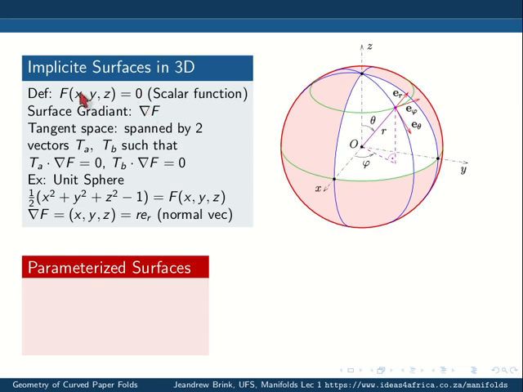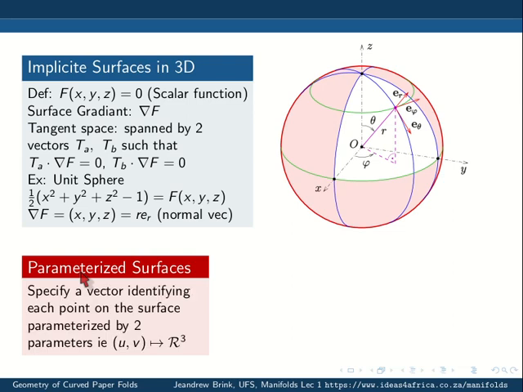Okay. Another way to parameterize a surface, and this is the way that we're going to use when we look at the origami surface, is basically to explicitly give each point on the surface as a function of two parameters. And that's what we call the parameterized description of the surface. So there we basically specify a vector that points to each point on the surface, and that vector is parameterized by two parameters. So we have a description that takes two parameters, u and v, to R3.